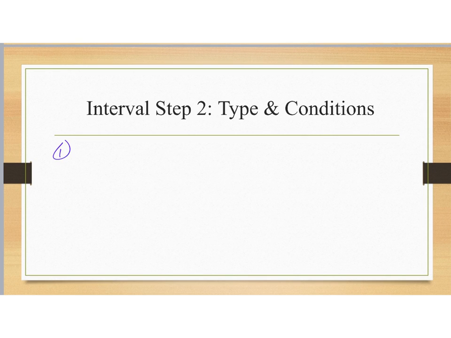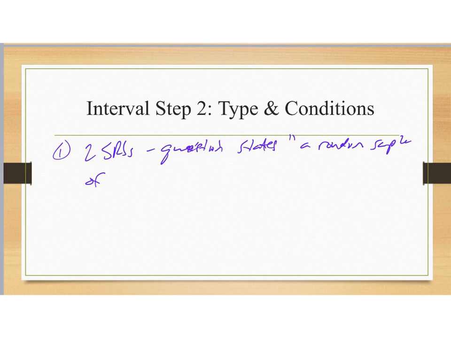So, 2 SRSs is the first condition. Did we have 2 SRSs? Again, the question states, quote, a random sample of 60 females and a random sample of 60 males. Okay, and we'll talk a little more about how you can combine that with the third condition in a moment. But the second condition is the large enough sample.